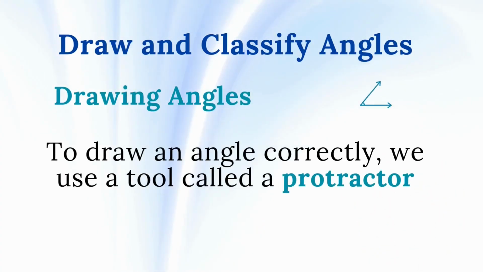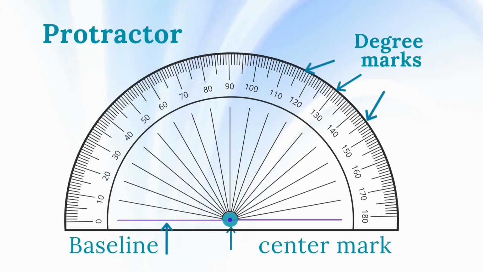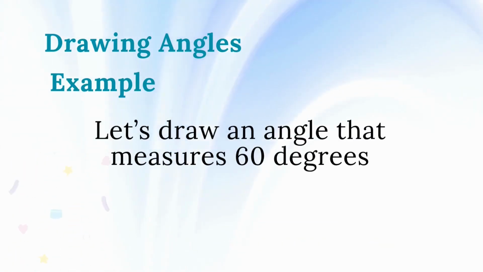Now, let's move on to drawing angles. To draw an angle correctly, we use a tool called a protractor. A protractor is usually a half circle made of clear plastic and has numbers around its edge that show degrees, from 0 to 180, the units we use to measure and draw angles. Now let's draw an angle, for example, a 60 degrees angle.